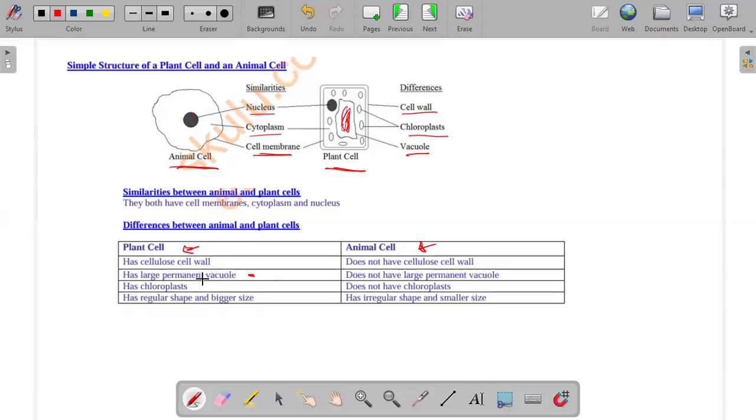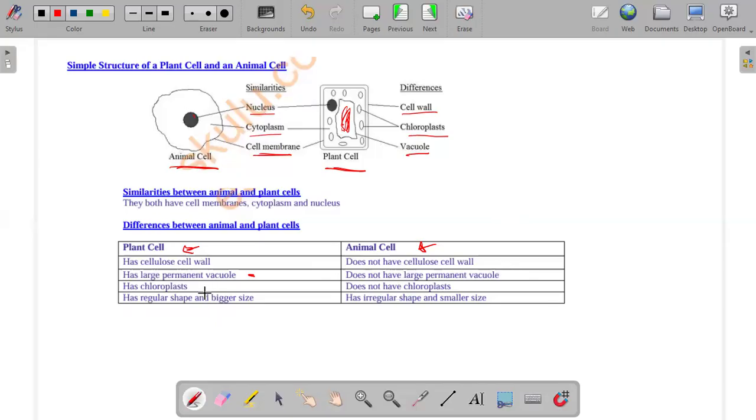So they have large permanent vacuoles, while animal cells do not have what? Large permanent vacuoles. Some animal cells would have small vacuoles, but it's not so prominent. So the plant cells are the ones that have a large permanent vacuole, while animal cells do not.